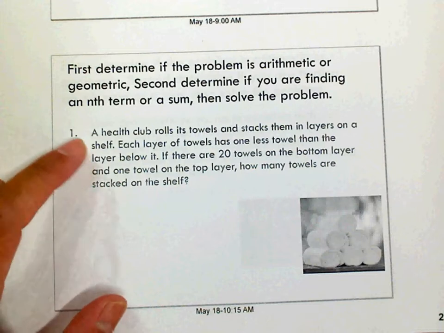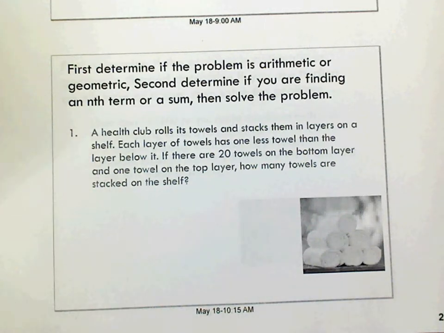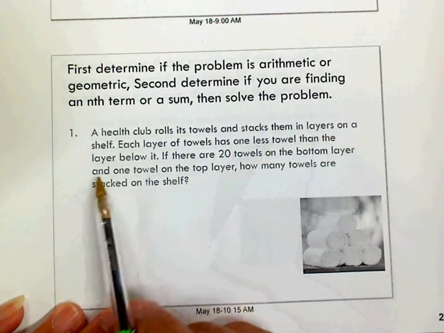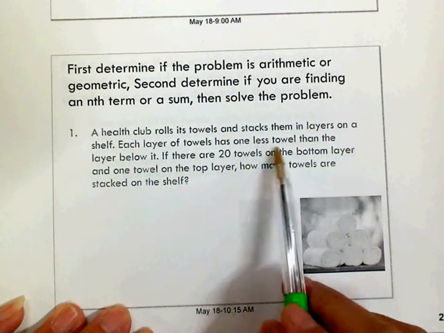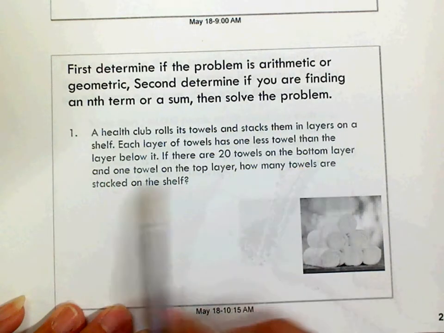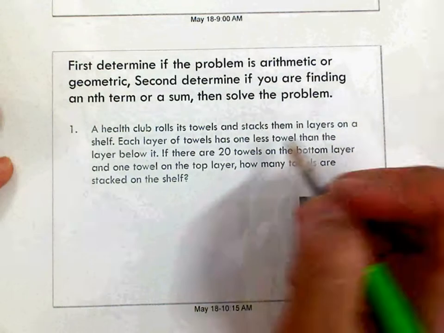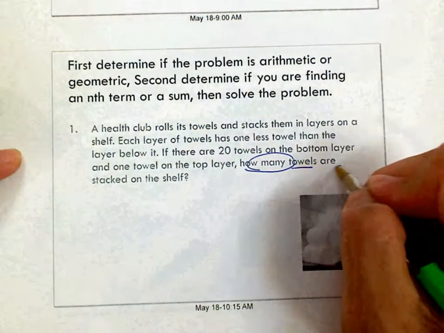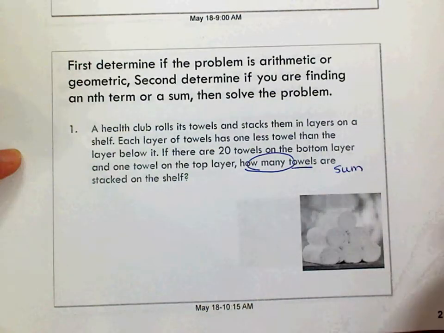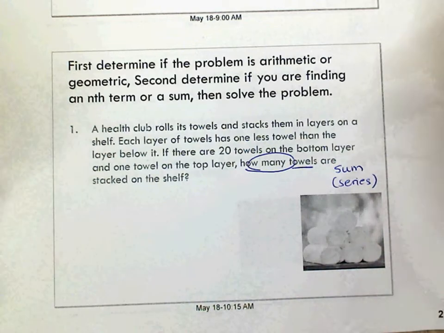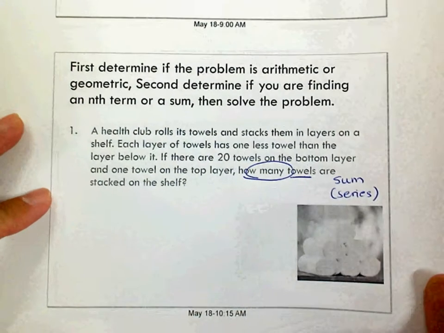A health club rolls its towels and stacks them in layers on a shelf. Each layer of the towel has one less towel than the layer below it. If there are 20 towels on the bottom layer and one towel on the top layer, how many towels are stacked on the shelves? Now, it says, how many towels are stacked on the shelves? So you're looking for a sum. So if you're looking for a sum, you're going to do a series. But before we determine that, determine if it's arithmetic or geometric. Okay. So let's go kind of backward, right?